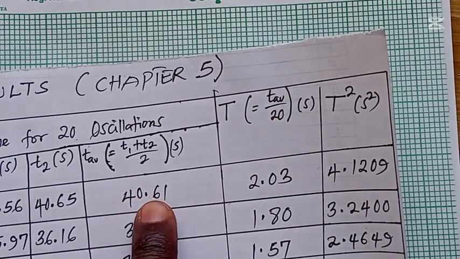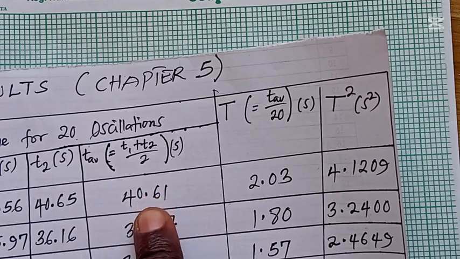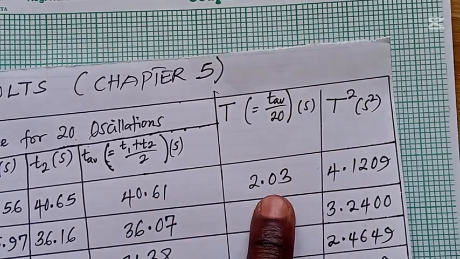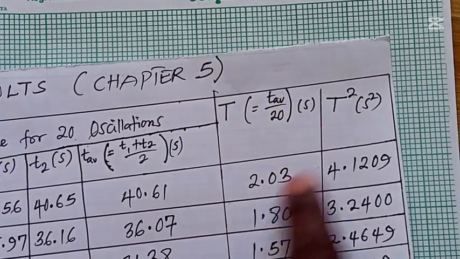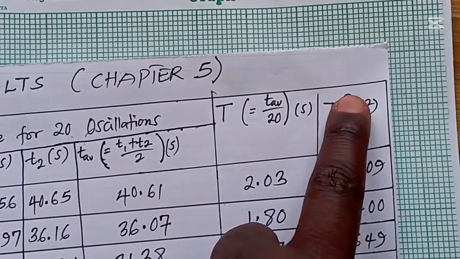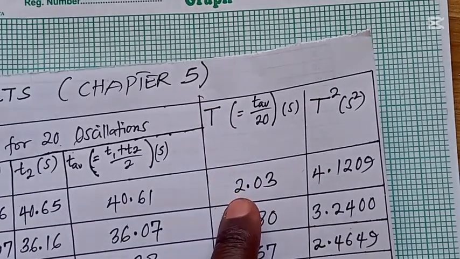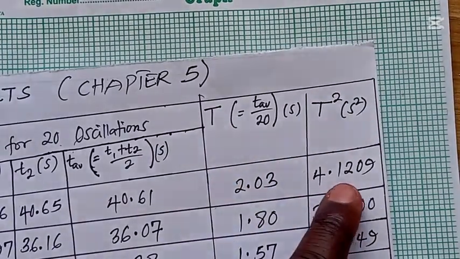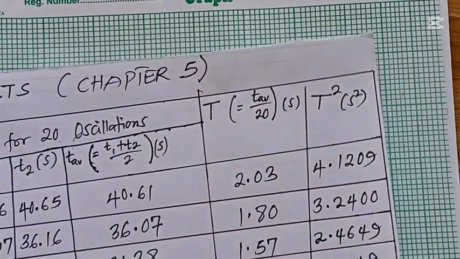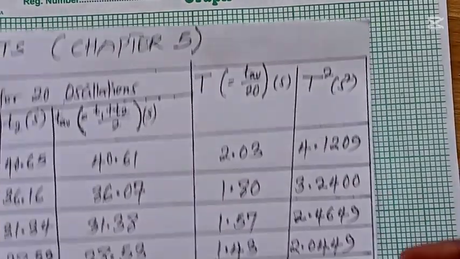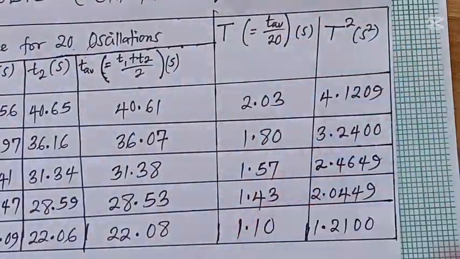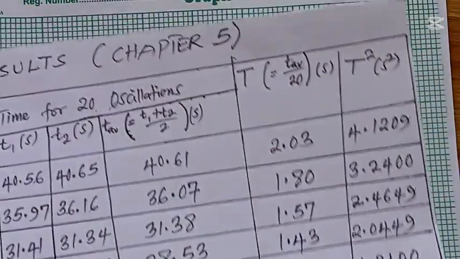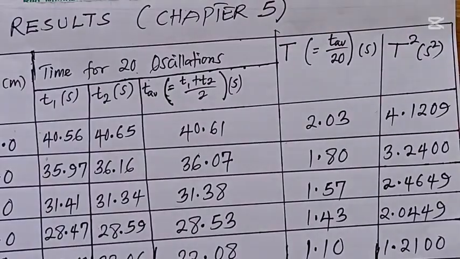So we take this divided by 20 using our calculator, and we will get 2.03. Finally, we square this, T squared, meaning the period that we got in this column, we have to square it to obtain this. So this is in a nutshell how we got the table completed. Now let me bring the manual and see what we are supposed to do according to chapter 5.